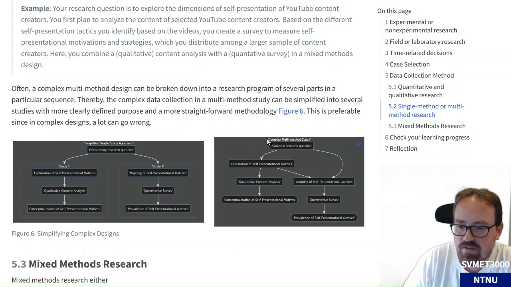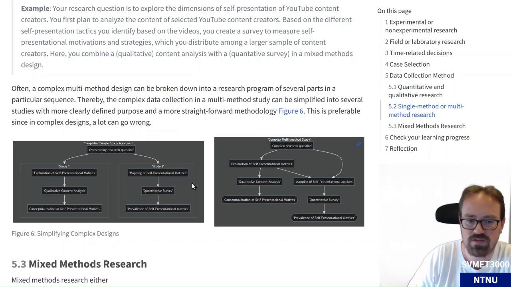So the multi-method approach would be that we have a complex research question, we explore the self-presentational motives, then come to the qualitative content analysis and the conceptualization of self-presentational motives. This informs then our mapping of self-presentational motives on a theoretical scale, which motivates our quantitative survey and leads to our insights about the prevalence of self-presentational motives.